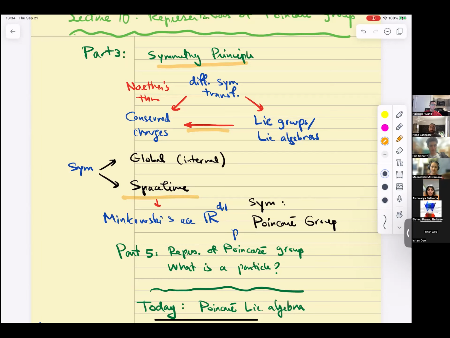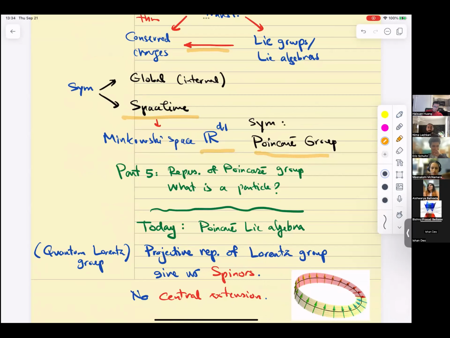In particular, for the remainder of this course, we're going to fix the space-time to be Minkowski space, which is R^{D,1}. All right, so we're going to see that the symmetry group, as we already talked about, is the Poincare group. And part 5 of the course is about representations of the Poincare group. And as I promised a while back, we're going to learn what a particle is, because from the point of view of field theory, the theory is multi-particle to start with. There's no notion of a particle so far.